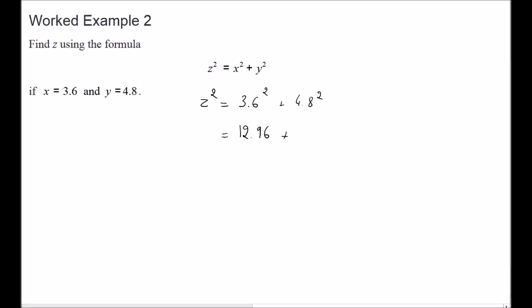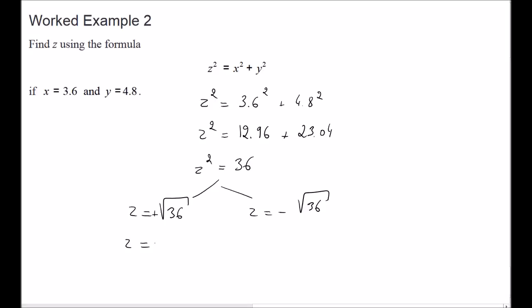12.96. This is exact, guys. I did not round. 4.8 squared is going to be 23.04. Still just z squared. When I add these two, I can add them because I didn't round anything, so that is 36. So z squared is going to be 36. So z must be, how do I get rid of a squared number? Well, I'm going to have to square root, but then again, you have to be careful. Square root, there's always 2 roots. You have a positive root, and you have the negative root.